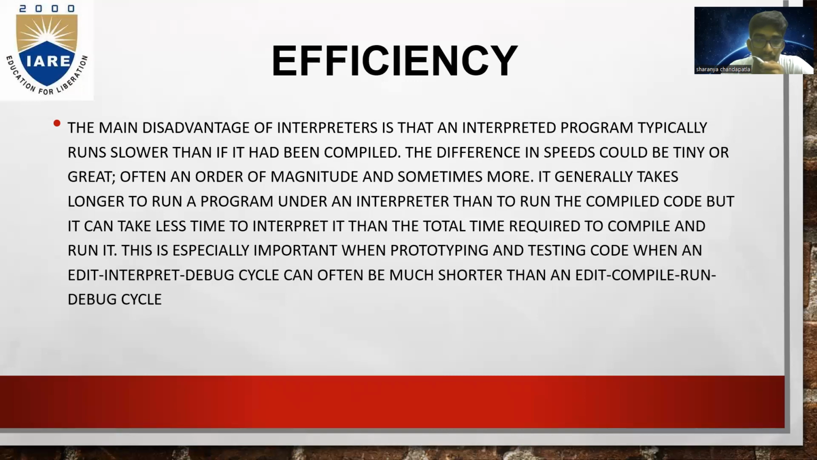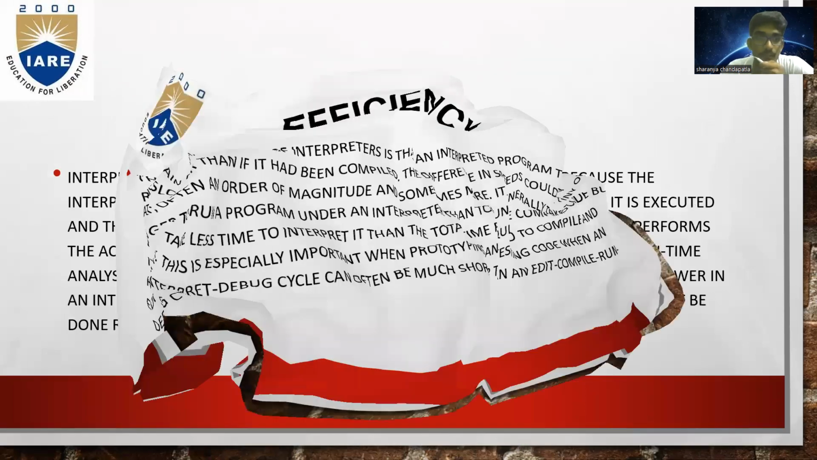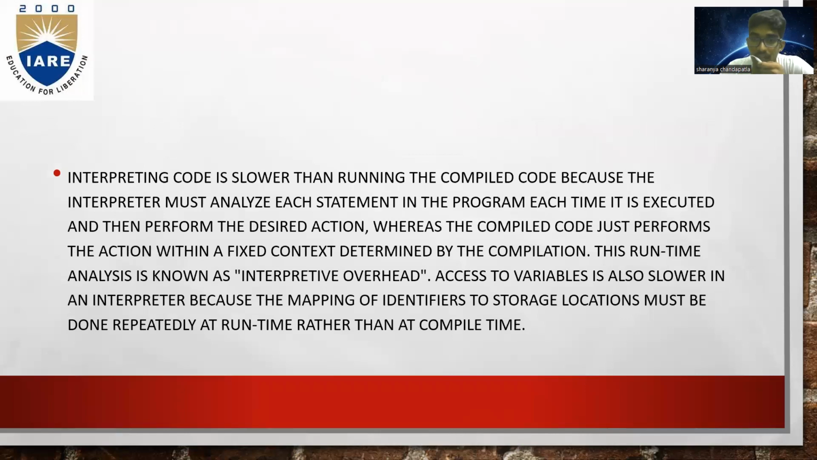This is especially important when prototyping and testing code, when an edit-interpret-debug cycle can often be much shorter than an edit-compile-run-debug cycle. Interpreting code is slower than running the compiled code because the interpreter must analyze each statement in the program each time it is executed and then perform the desired action, whereas the compiled code just performs the action within a fixed context determined by the compilation. This runtime analysis is known as interpretative overhead.